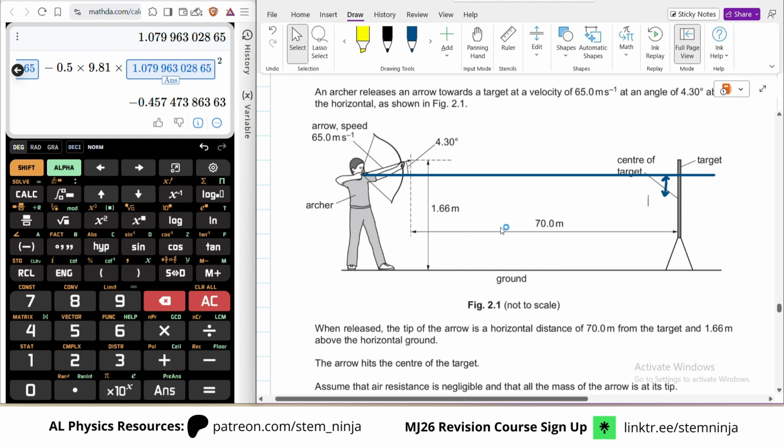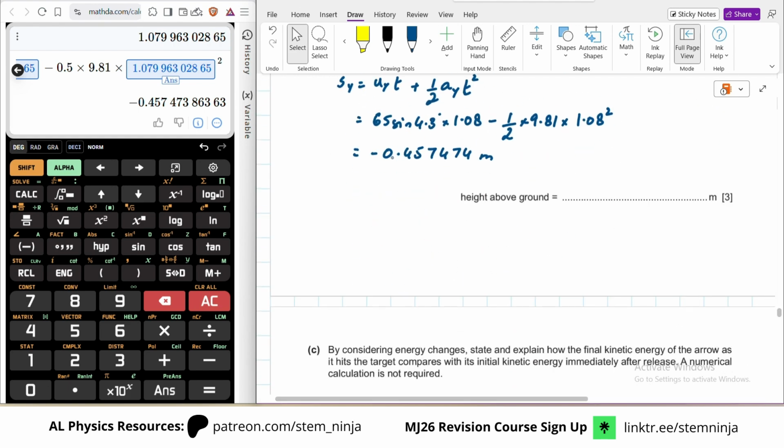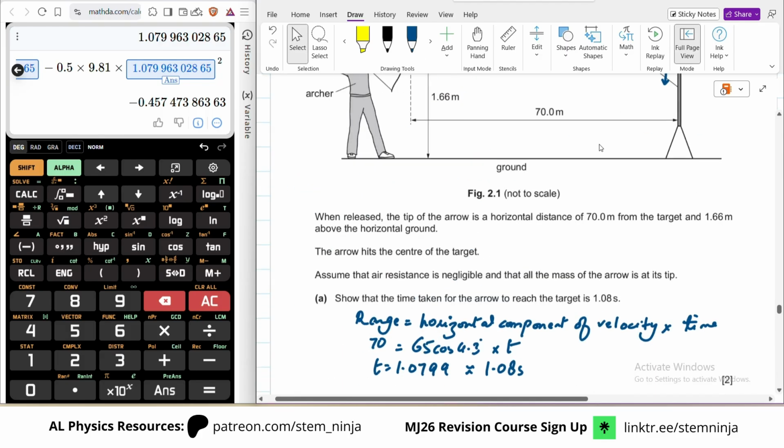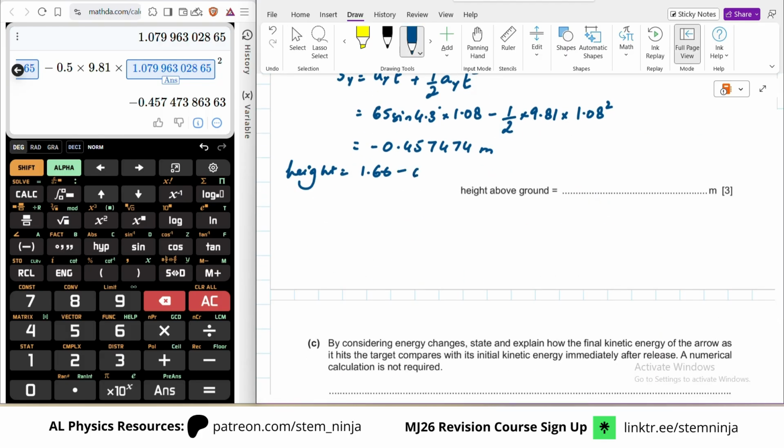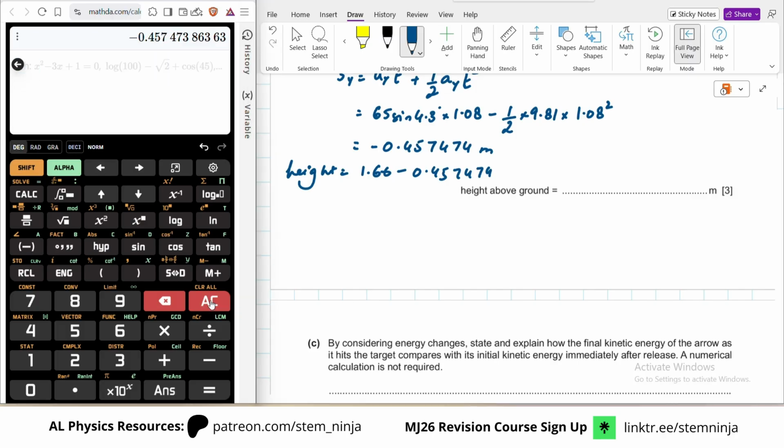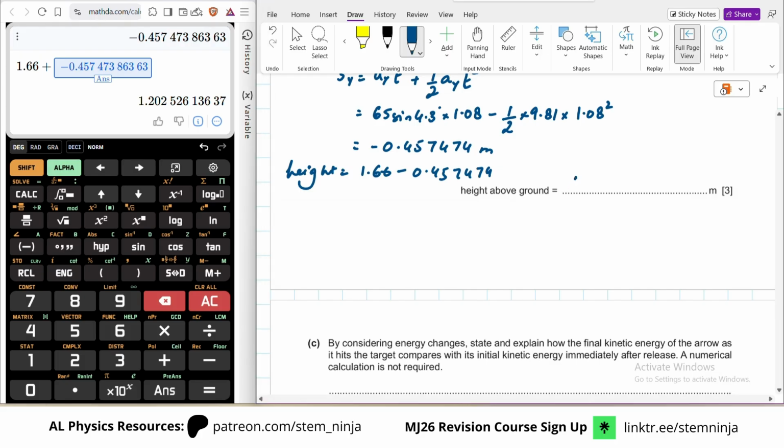So we just need to subtract this from 1.66. So height would be 1.66 minus 0.457474. Okay, so this is 1.66 plus, this is already negative, so 1.20.